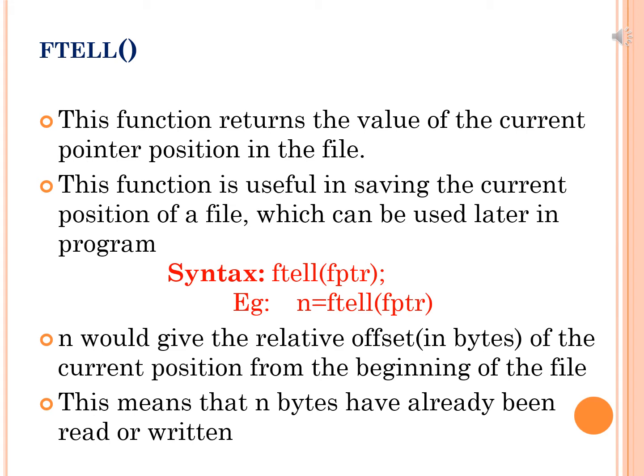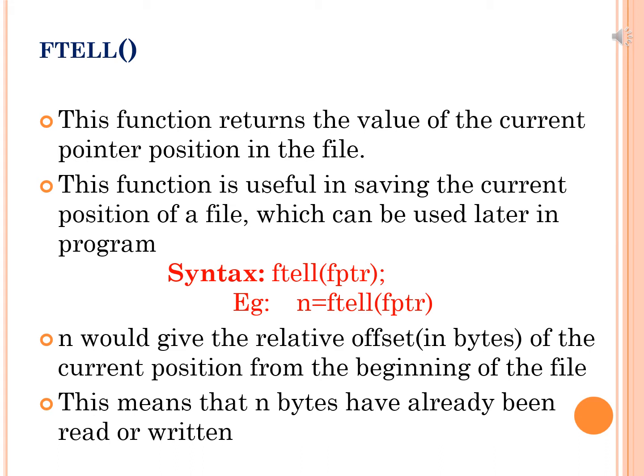The given syntax is ftell(fptr). fptr is the file descriptor. Like when you're writing fptr = fopen(filename, mode) in a particular mode, it returns a position, that is the first position, to fptr. If you want to get that particular location, you write it as n = ftell(fptr). So ftell will be returning the current position of that particular file.